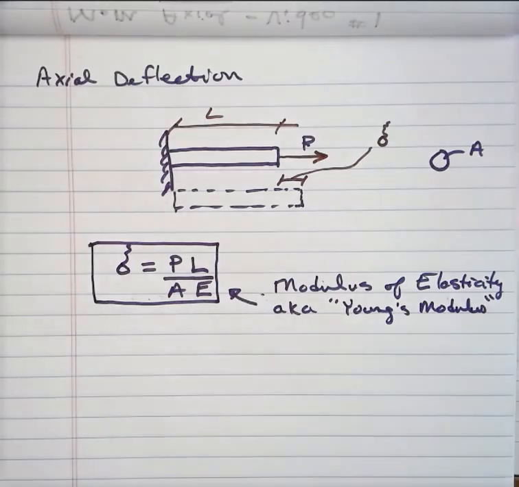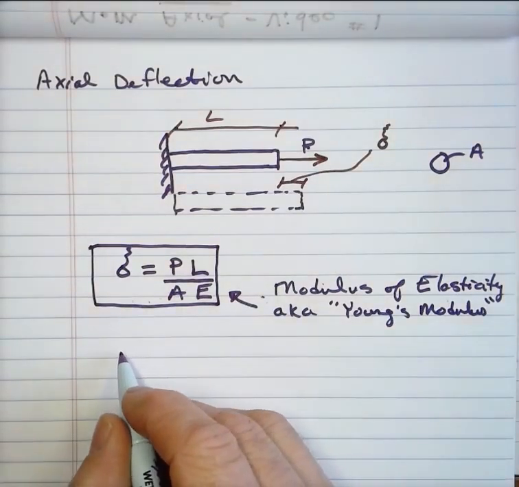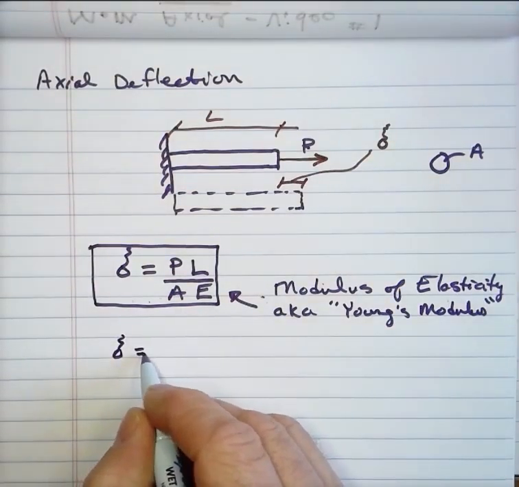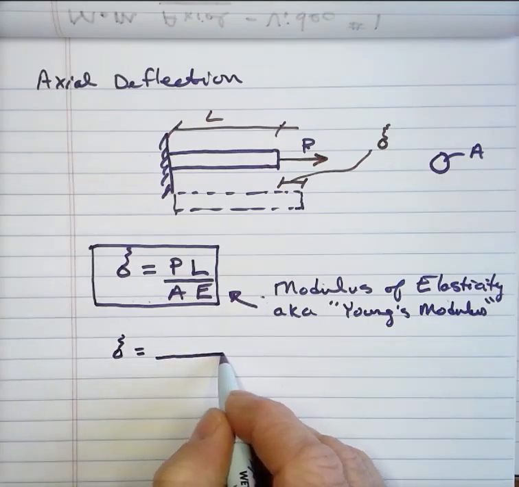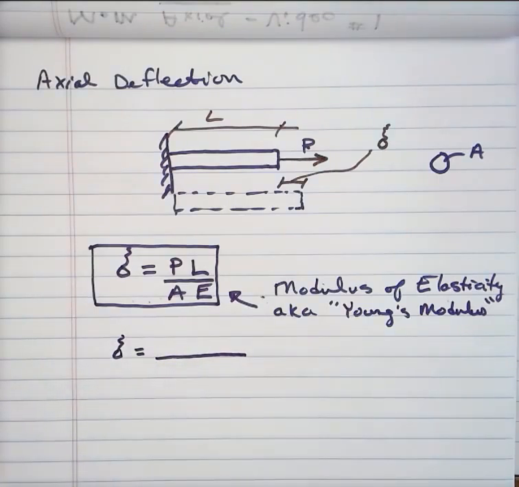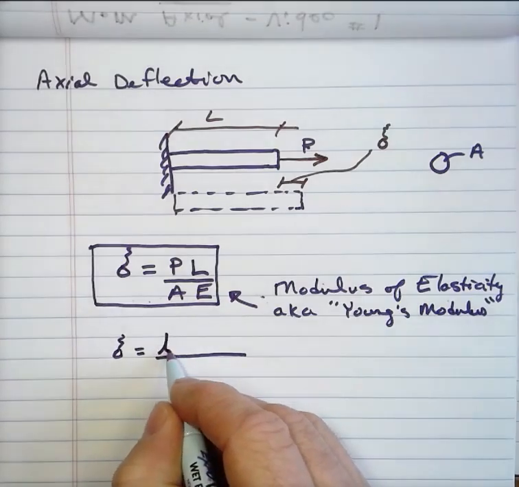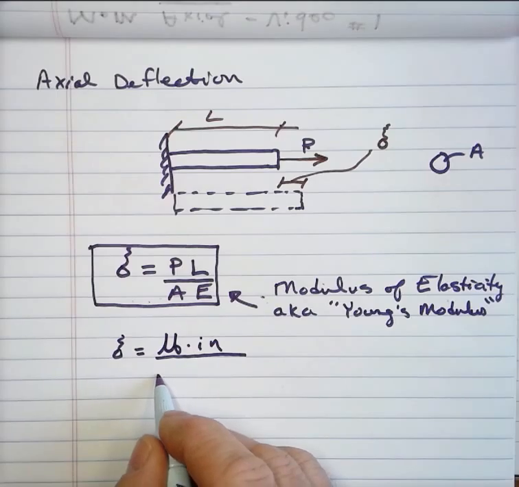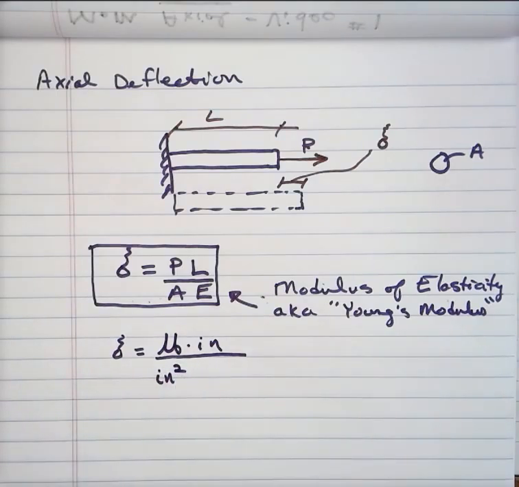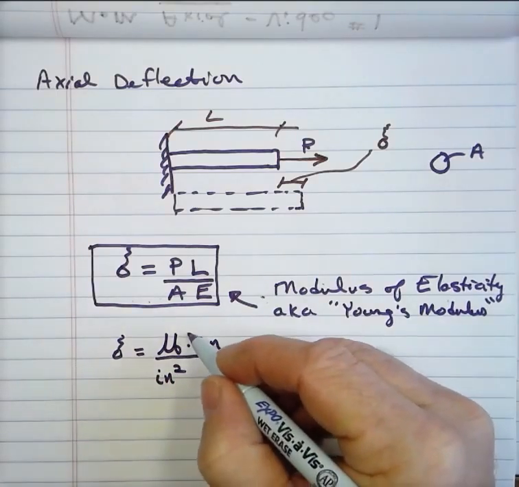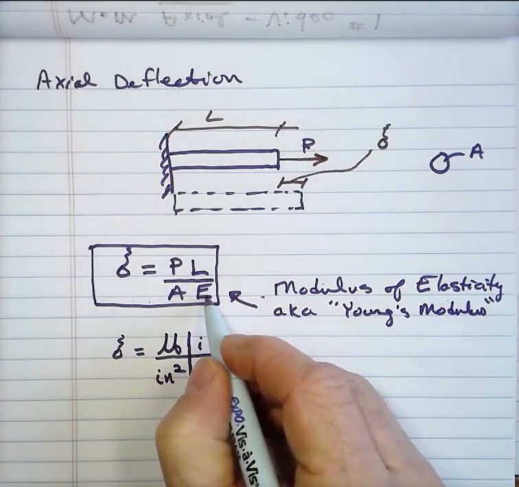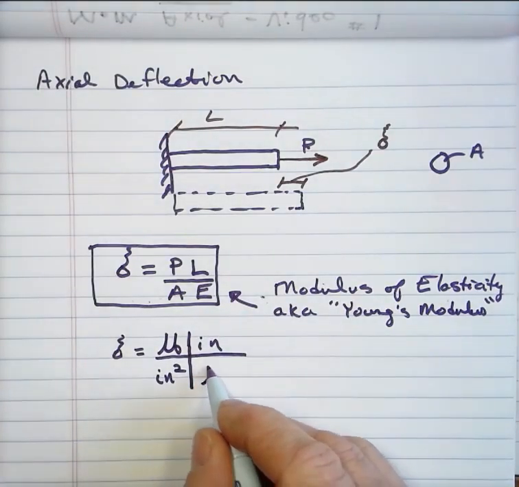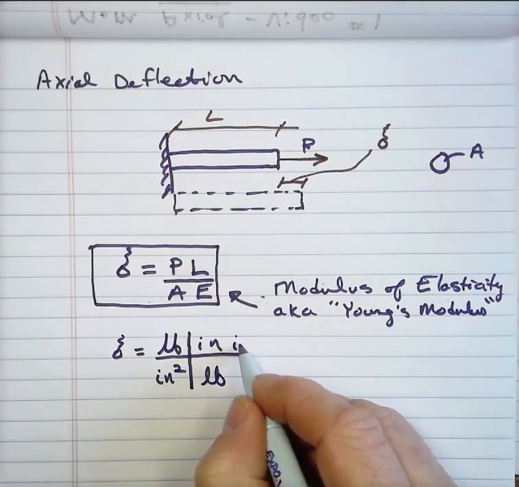We have axial deflection. Let's run through the units real quickly. I do expect all my students in engineering classes to use a railroad track method. Let's do this in pounds, in English. So force would be in pounds. Length would be in inches. Area would be in inches squared. And it turns out that the units of modulus of elasticity are PSI, or pounds per inch squared.